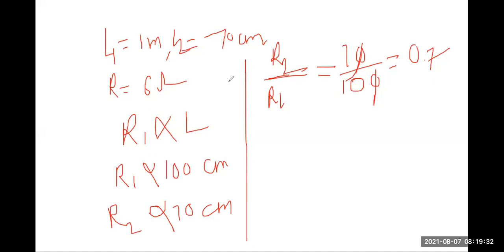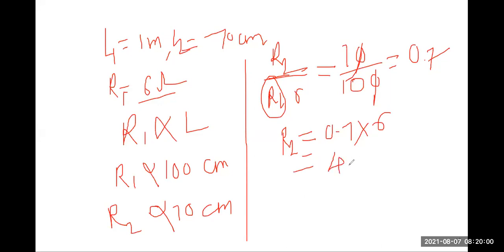And the 0.7 into R1, because we have to find the resistance for this. So R2 is equal to 0.7 into 6. Why 6? Because we know R1 is 6. I didn't write it here, so you have to write it. Then multiply, and you'll get 4.2 ohm.